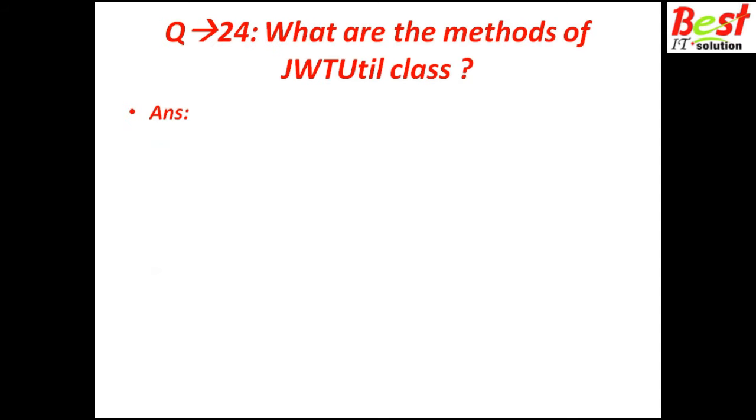What are the methods of the JWT util class? In the JWT util class, there are different methods, like extract username. With the help of this method, we can extract the username from the token. What is part of the JWT token is available from the token, we can get the username.